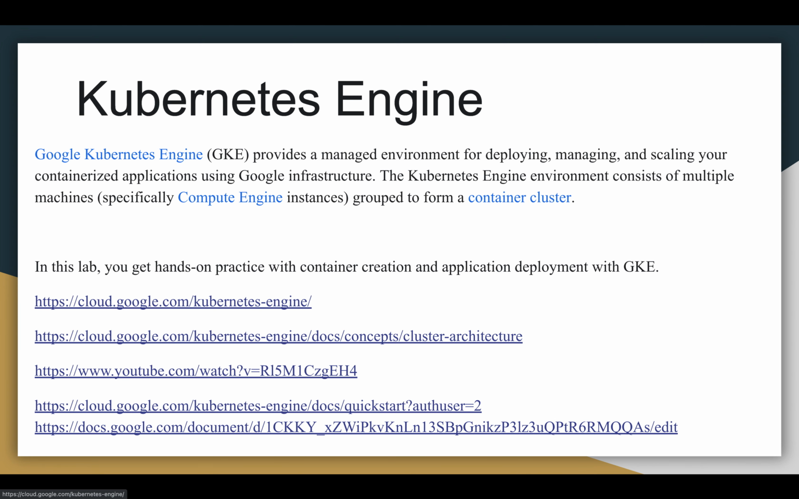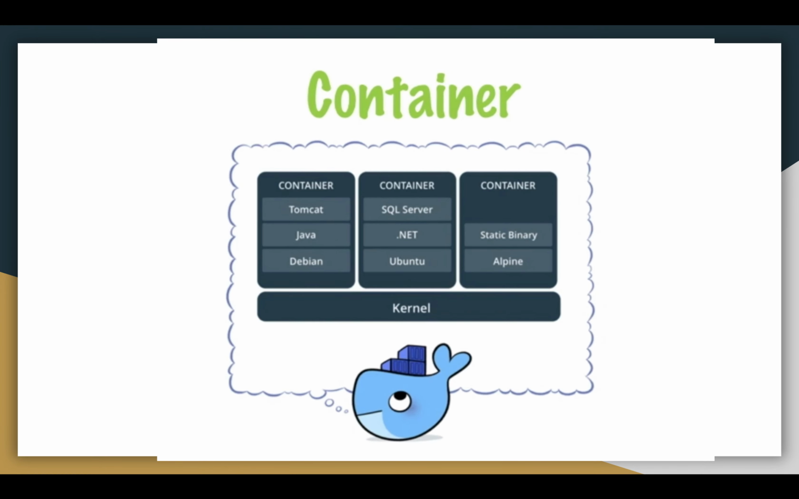Today we are going to see the Kubernetes Engine concept. Before going to the Kubernetes Engine concept, let's discuss what a container is. A container image is a lightweight, standalone, executable package of a piece of software that includes everything needed to run it: code, runtime, system tools, system libraries, and settings.